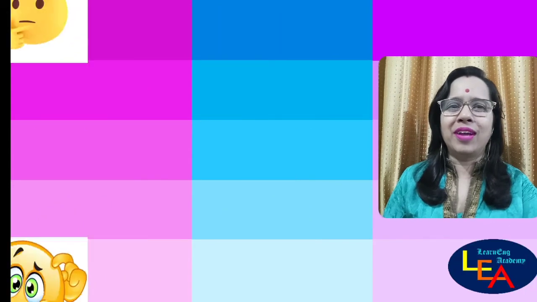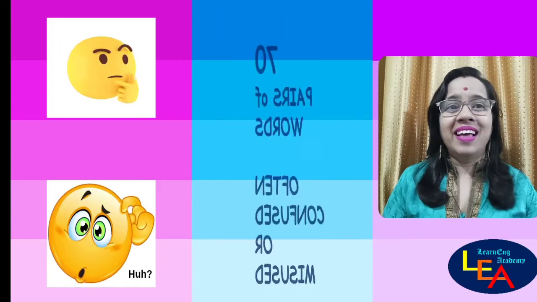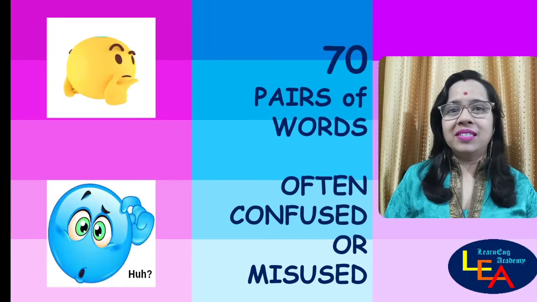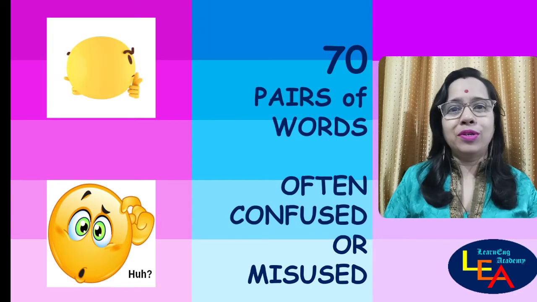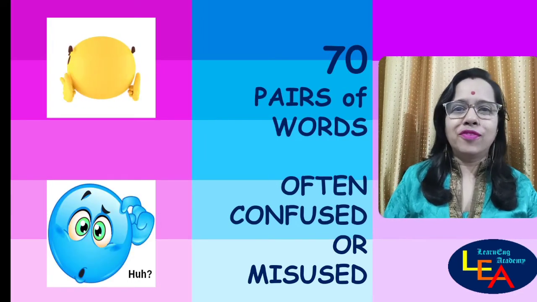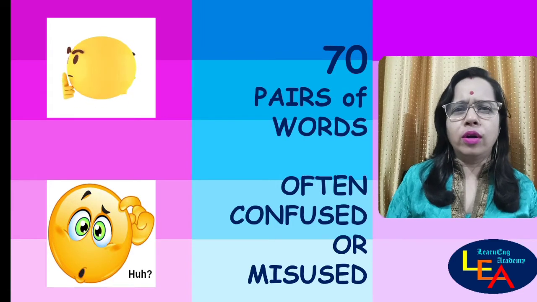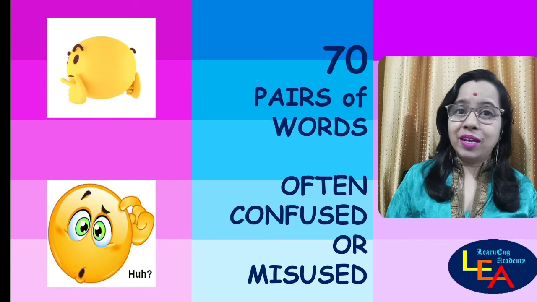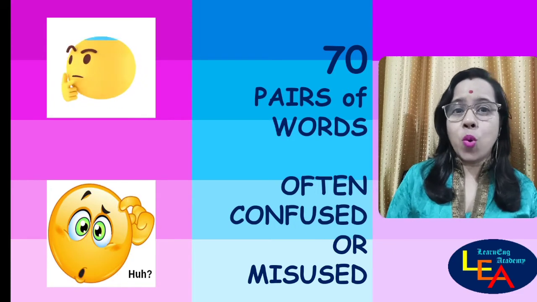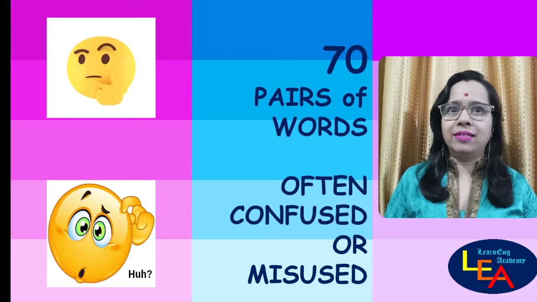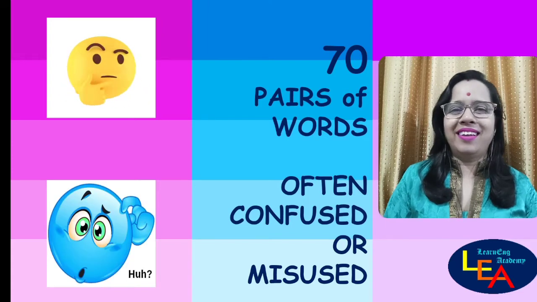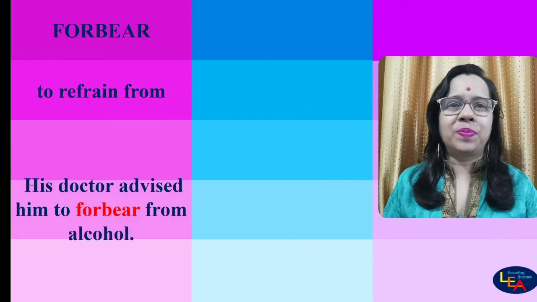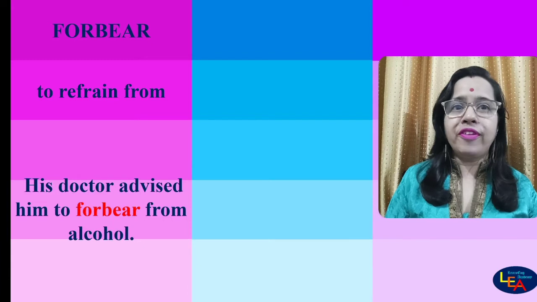Now let's have a look at our remaining 35 words, but the altogether video topic is 70 pairs of words often confused or misused. Why? You know the reason. Because homonyms, homophones, homographs and heteronyms. Let's continue.